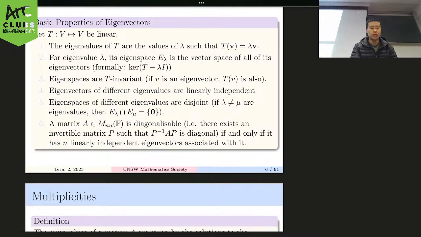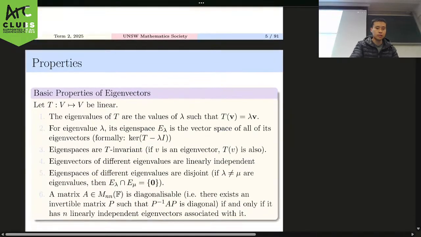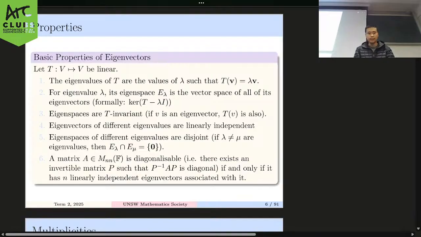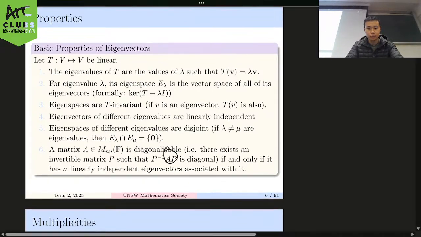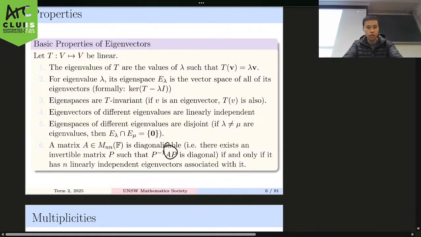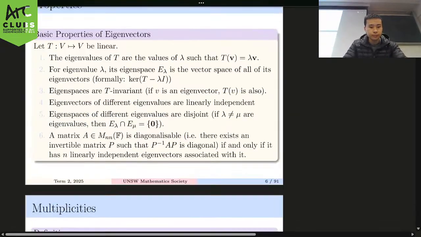Finally, the big one, I guess. A matrix is diagonalizable if and only if you can basically sandwich a diagonal matrix, where all the diagonal entries are your eigenvalues, between an invertible matrix P and P inverse. The matrix P will be made of all your eigenvectors of the matrix A, and that's assuming it's diagonalizable, so there are enough eigenvectors essentially.